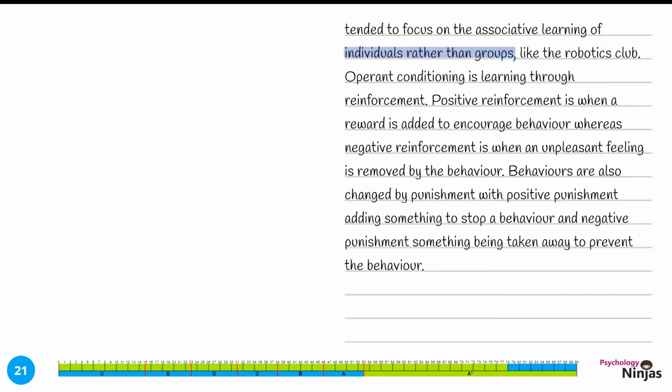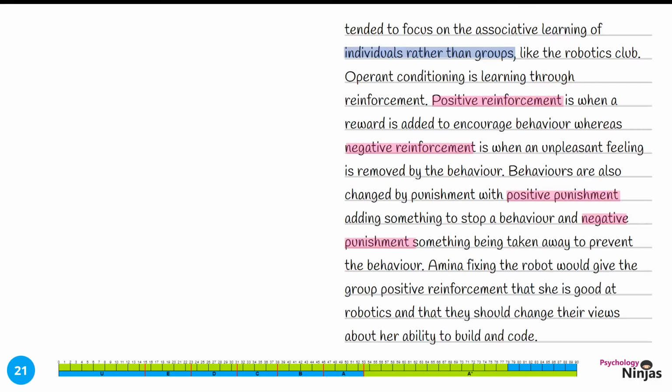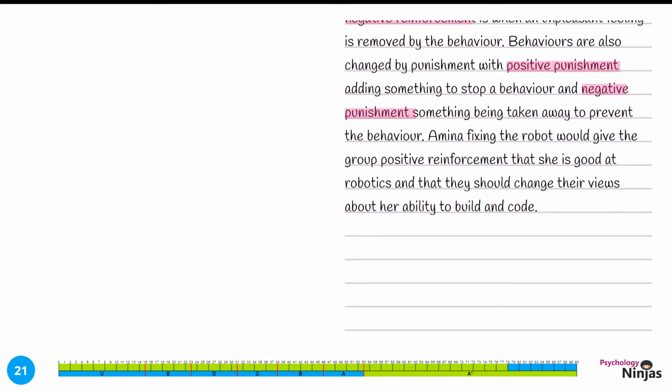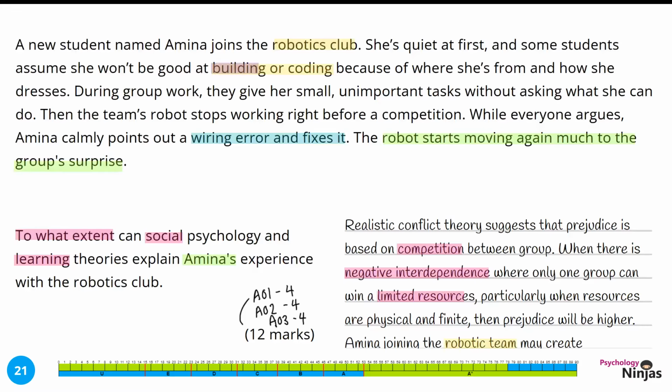We've clearly understood the nature of operant conditioning, talking about a range of terminology, both in terms of reinforcement and in terms of punishment. This shows a clear and in-depth understanding. And then we're going to apply operant conditioning to our scenario. Amina, fixing the robot, would give the group positive reinforcement that she is good at robotics and that they should change their views about her ability to build and code. We've said how a different conclusion could be drawn and that this might help them change their understanding and their prejudices about her abilities. Again, we're going to highlight this in our STEM to show that we're using various different applications.